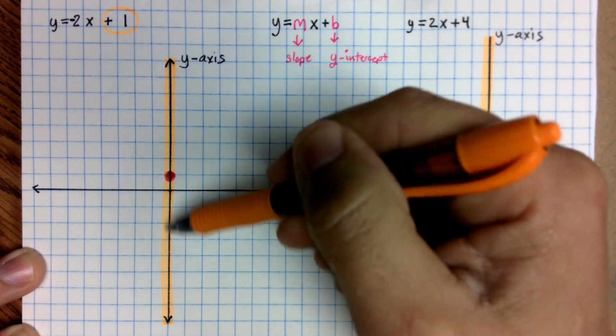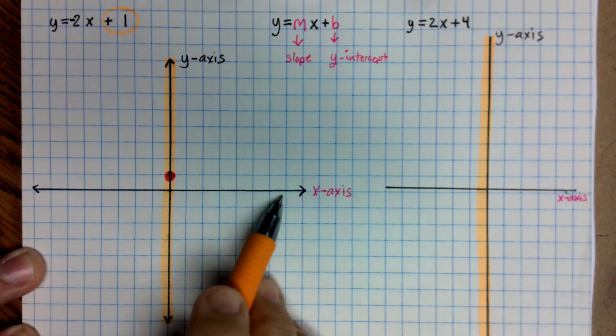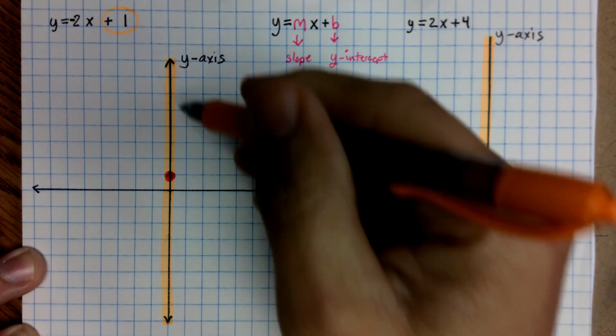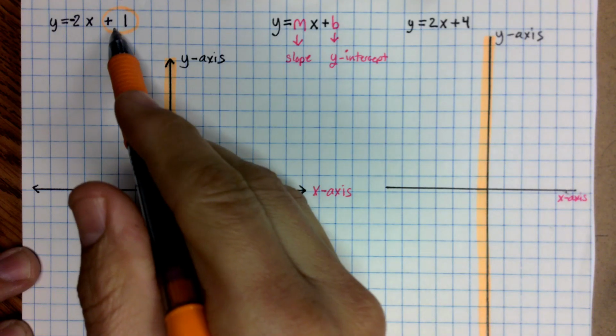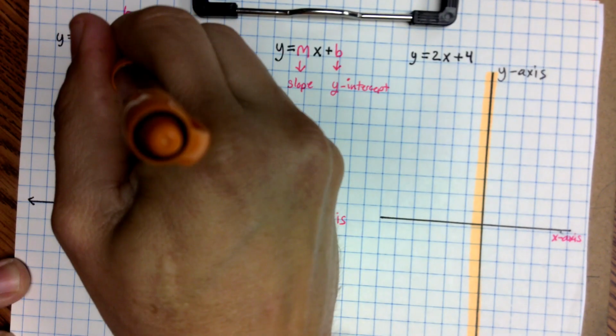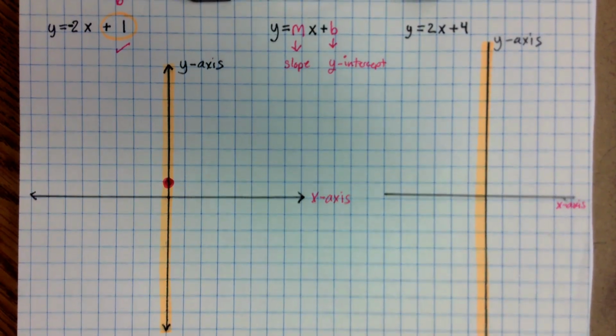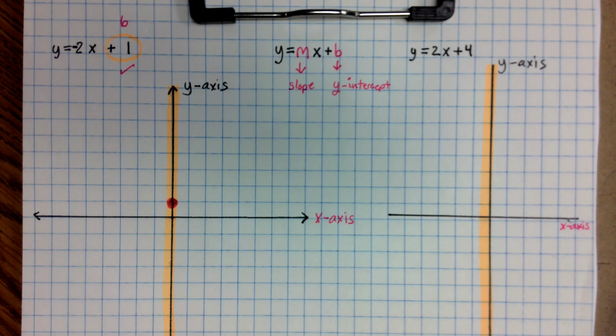My y-axis is the one that runs up and down. The x-axis runs left to right, and it's horizontal. This is vertical. So I've got this done. I'm going to put a check by it. So that is complete. Now what I want to do is I want to go ahead and use the slope.